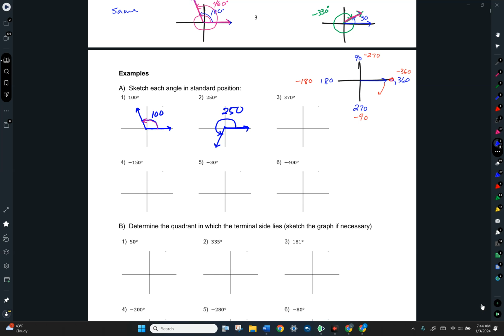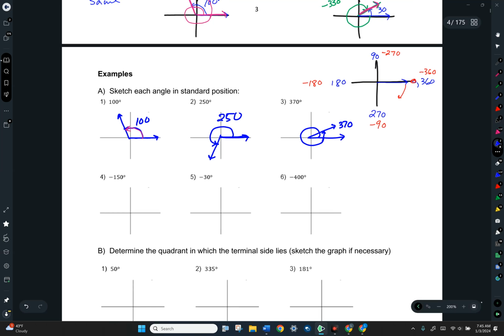Okay, what about a 370? So here I am starting on the positive x-axis. If I go 370, remember, one full circle is 360, and then I'm going to go another 10 degrees, so just a little bit more, and that would be my 370.